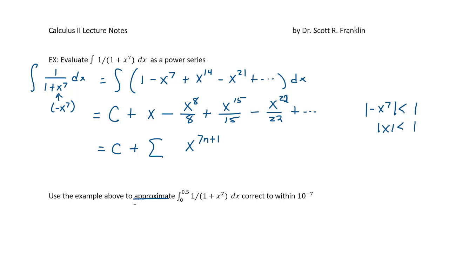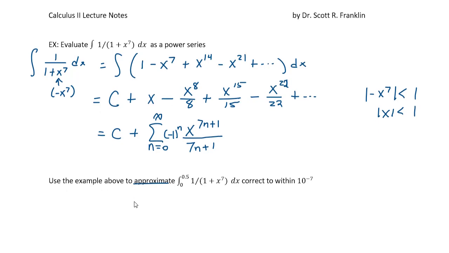So 7n plus 1, right? If n is 1, if n is 2, if n is 3, that's 8, 15, 22. And the number on bottom is the same, so 7n plus 1. I'm starting at n equals 0, going to infinity. It starts positive, so I'll write that. There it is as a power series.